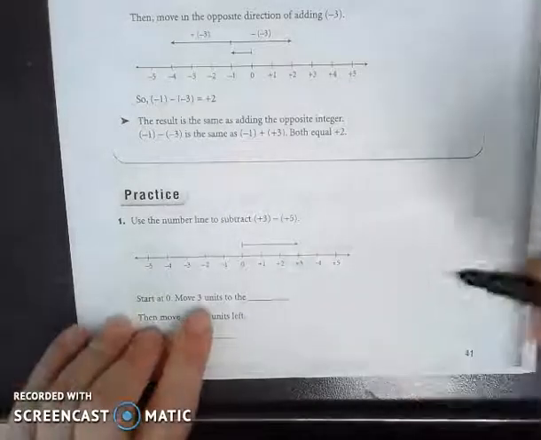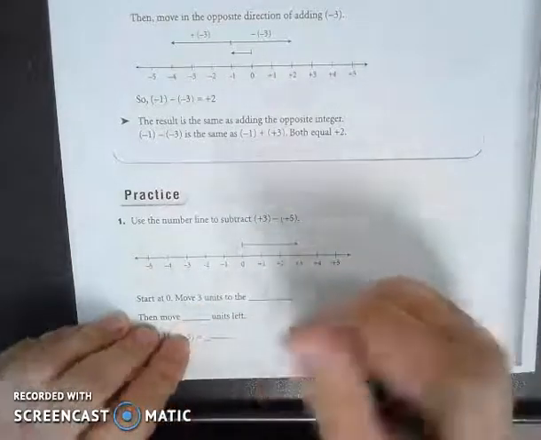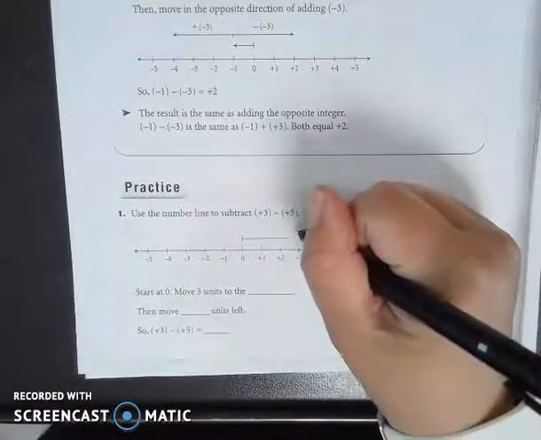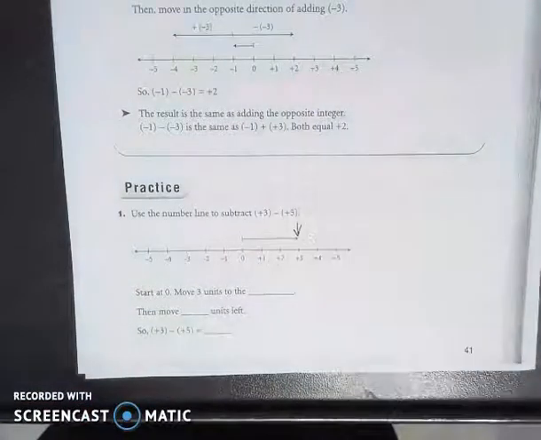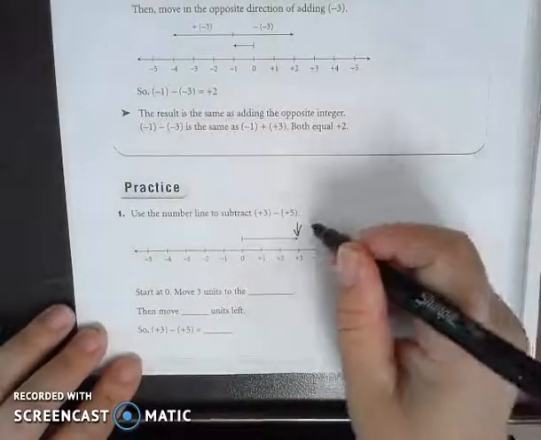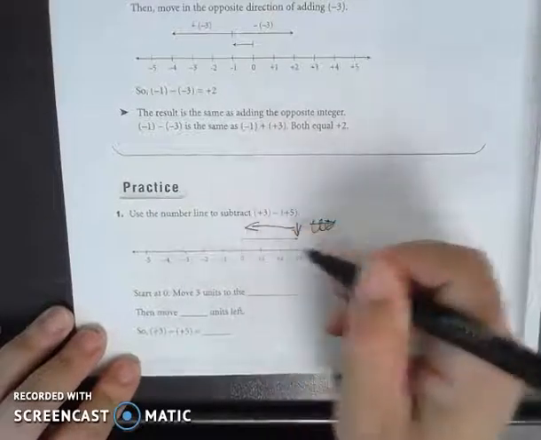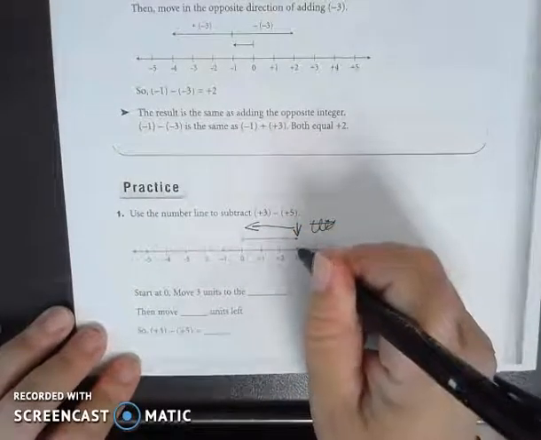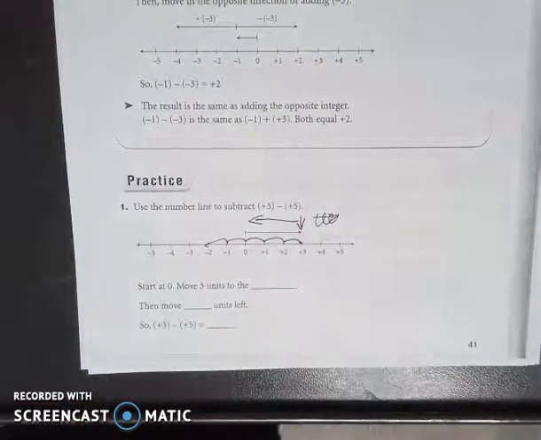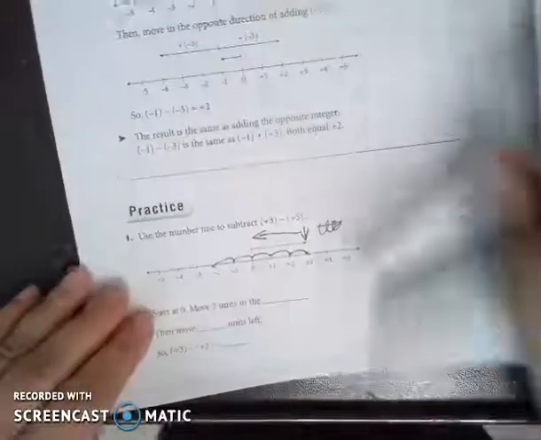So it says move 3 units to the right. So we're getting ourselves to positive 3 first, and then we're going to subtract positive 5. So if we were adding positive 5, we'd go this way, but we're subtracting positive 5, so we're going this way. So it's 3 subtract 5. So we're going back, and it's asking you, where did you get to? So we end up at -2 here.